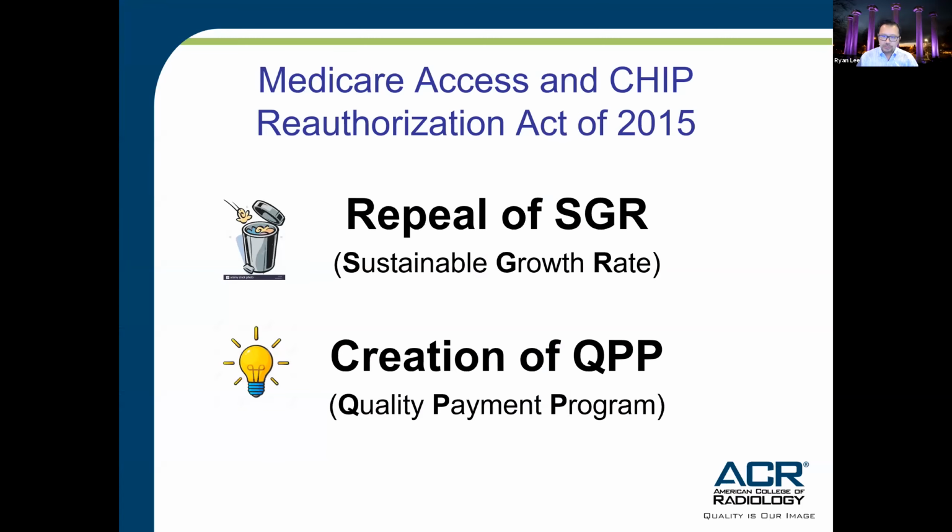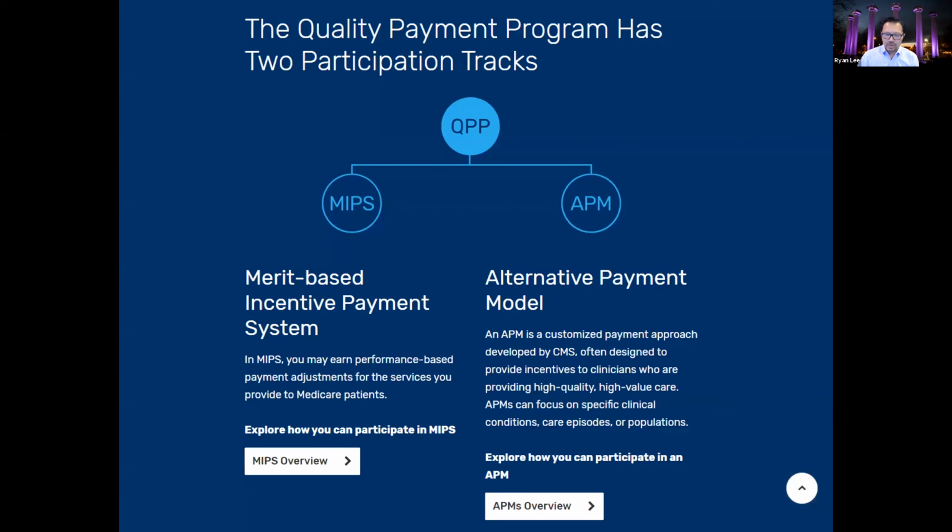It repealed the use of the sustainable growth rate. And so that got a lot of applause from many groups across the board, but it also created what's now known as the Quality Payment Program. So what is that? Well, the Quality Payment Program essentially described the ways physicians would get reimbursed. And there were essentially two pathways.